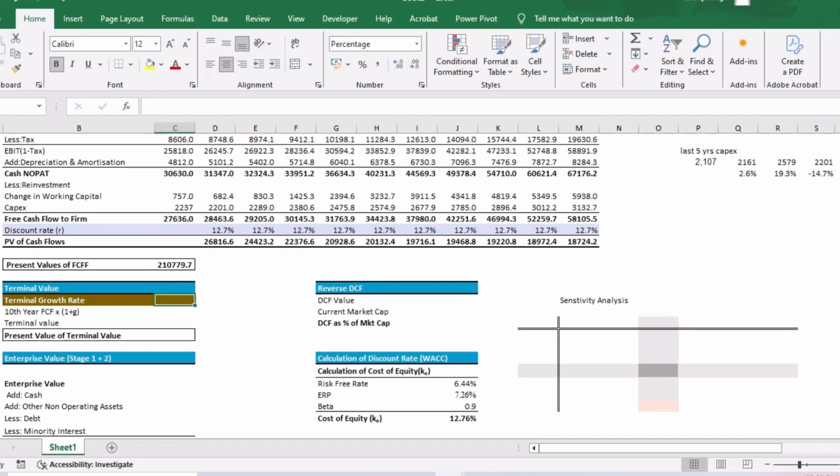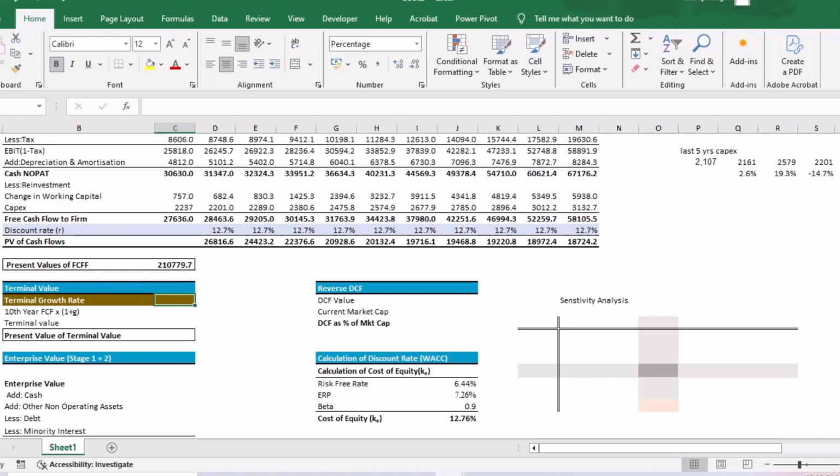Coming to terminal value. So terminal growth rate is key. We have forecasted the cash flows for the next 10 years. But in the case of a company, we assume that the business will continue to run for life or till infinity. So it's technically not possible to forecast till that point. So we use another model which is the dividend discount model. So terminal growth rate is a rate at which the company will continue to grow till infinity.